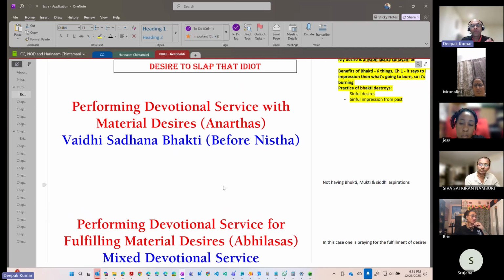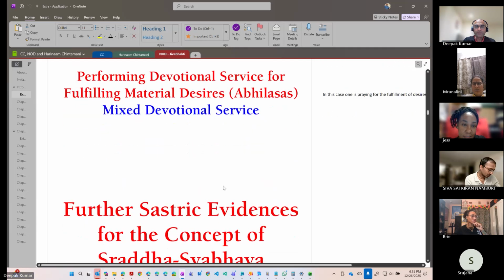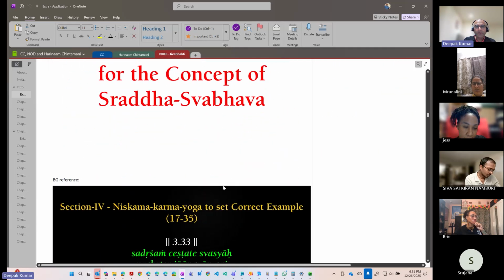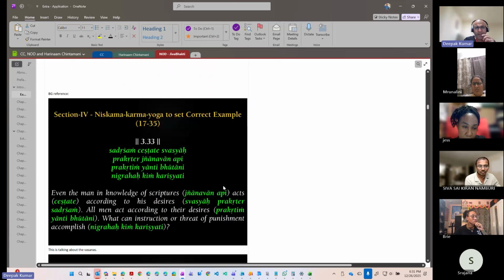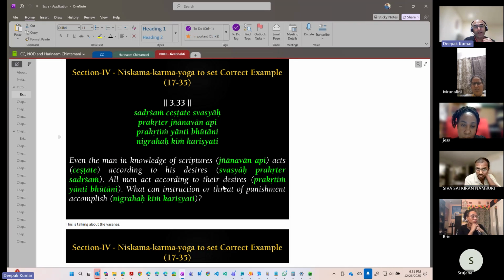So this is talking about Vaidhi Sadhana Bhakti, which is before Nishtha. Here there is a concept of Shraddha and Sadbhava. I'm going very quickly here, just to let you know that there are Shastric references which acknowledge that we have negative qualities.